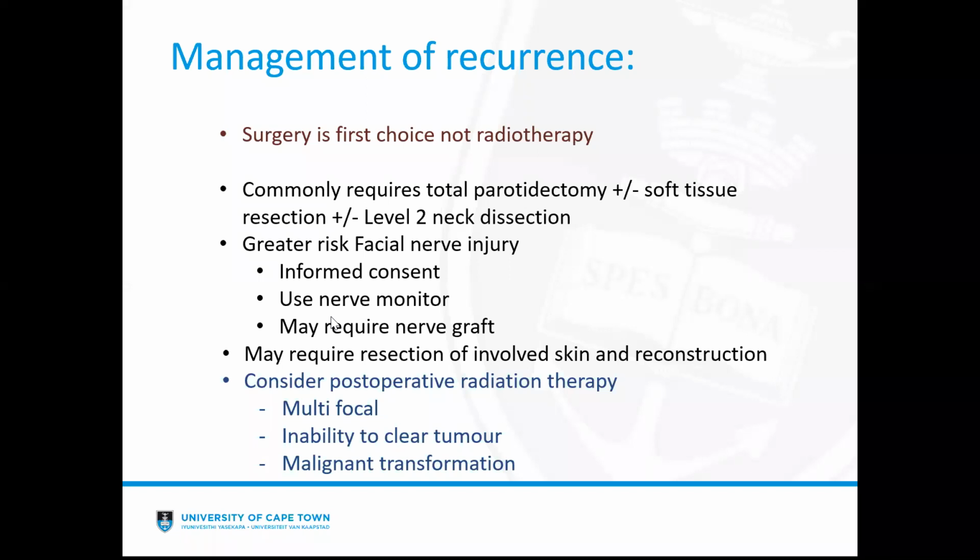Post-operative radiotherapy should be considered on a case-by-case basis, taking into account some of the factors already discussed. It may be considered in cases of multifocal disease, where there's inability to micro or macroscopically clear residual tumor, and in cases of carcinoma ex pleomorphic adenoma.